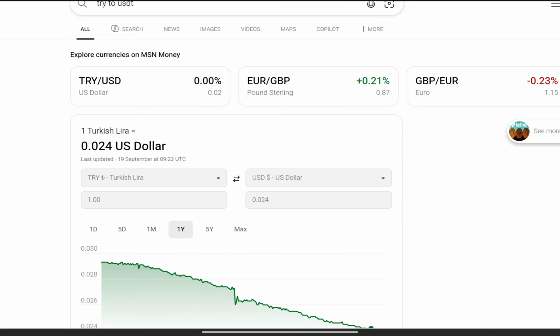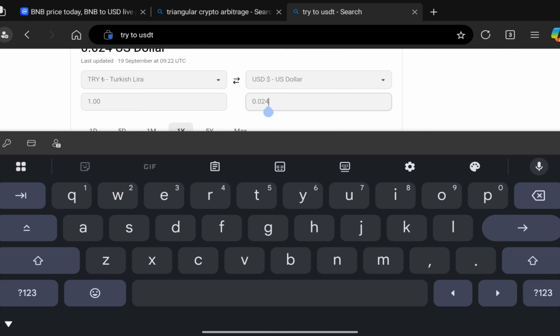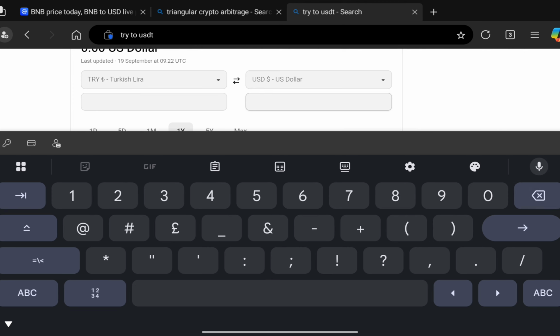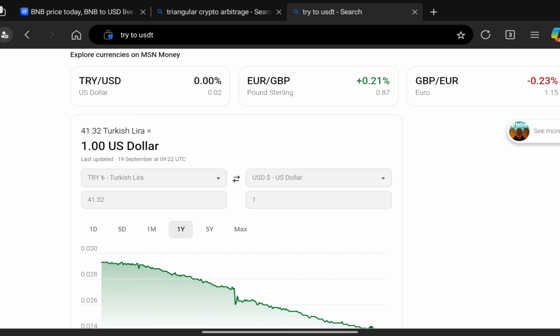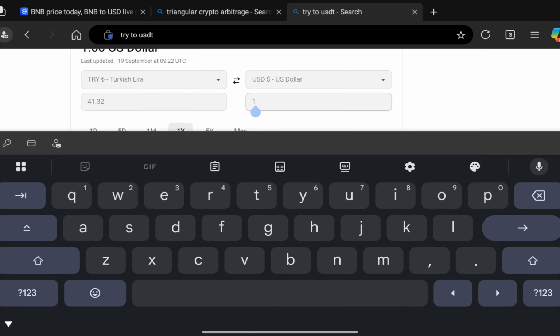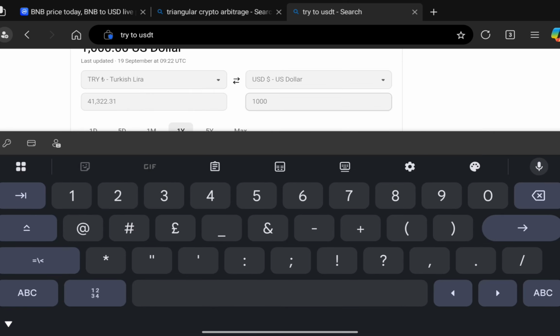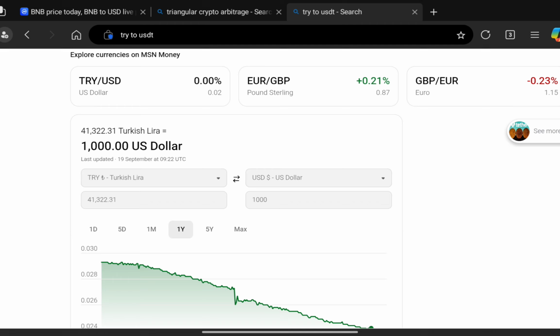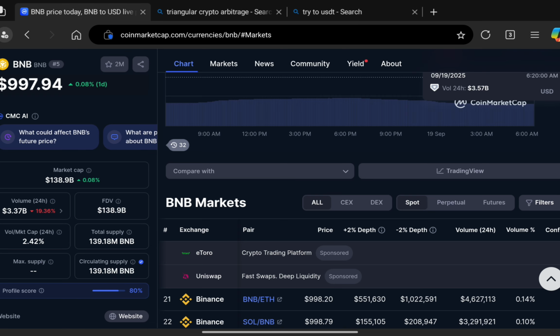Okay, so let's see one USD and see what it's gonna be. Okay, so 1 USD is currently 41.39. So by the time, let's say you're doing like 1000 USDT for this, right? That means they're gonna be giving you 41,322.31 TRY. Just keep that in mind.